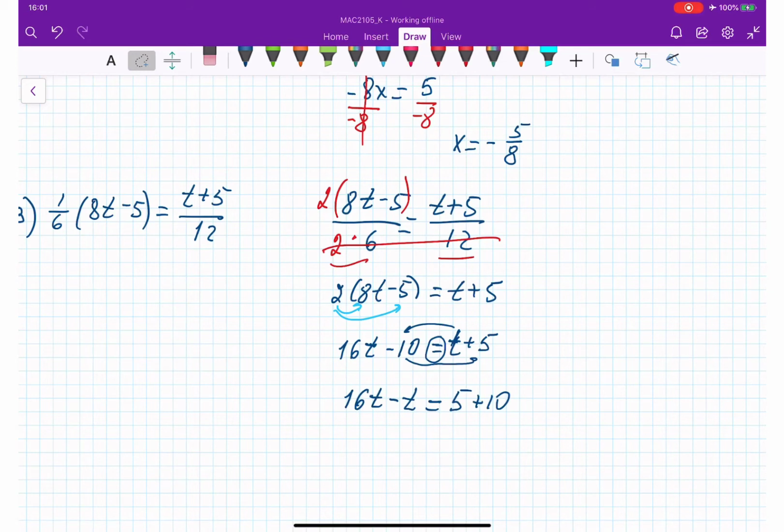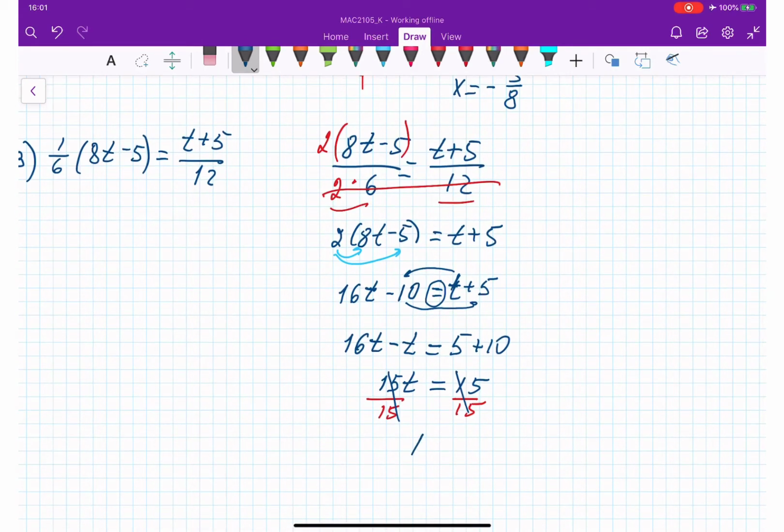So we are getting 16t minus t, it's going to be 15t, and equal 5 plus 10 is 15. All right, so we are dividing by 15. Accordingly, dividing by 15, it's gone, and t is equal to 1.